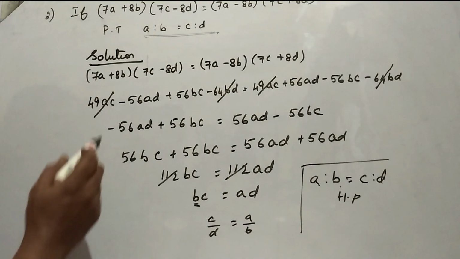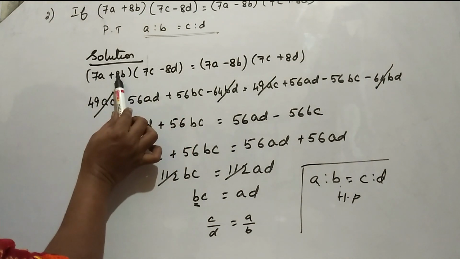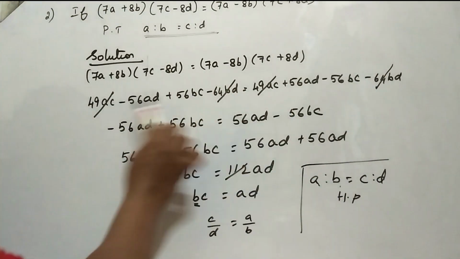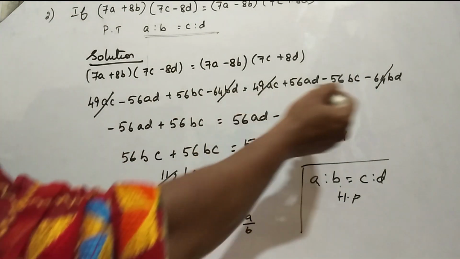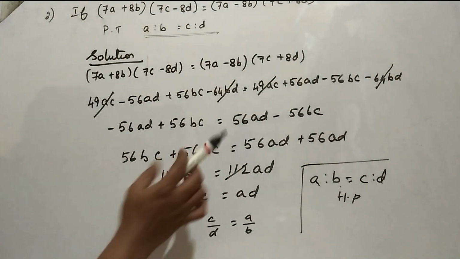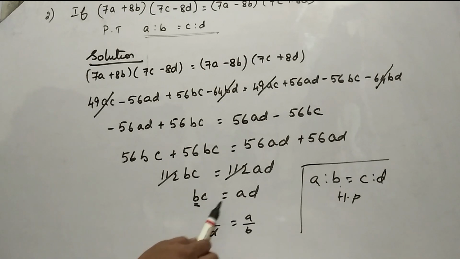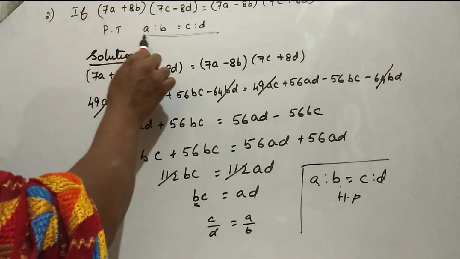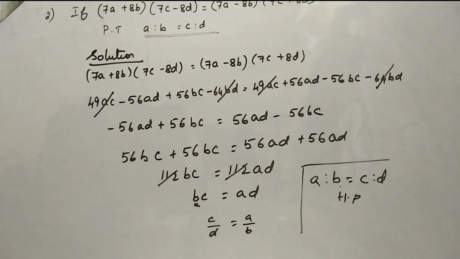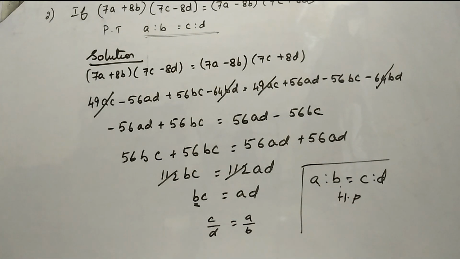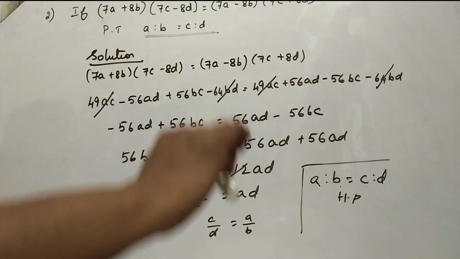Okay, first we have to multiply these two brackets and these two brackets. And then same values are there on the other side, so we have to do the subtraction and cancel it. Okay, and then keep AD one side and BC one side. Now we have to prove A ratio B, so A upon B is equal to C upon D you will get, and the answer is to prove it in ratio form. So write the answer in ratio form: A ratio B is equal to C ratio D. Clear?